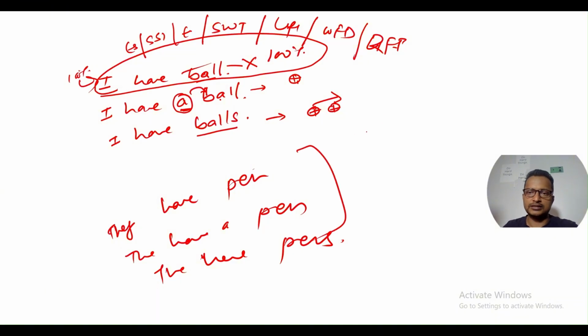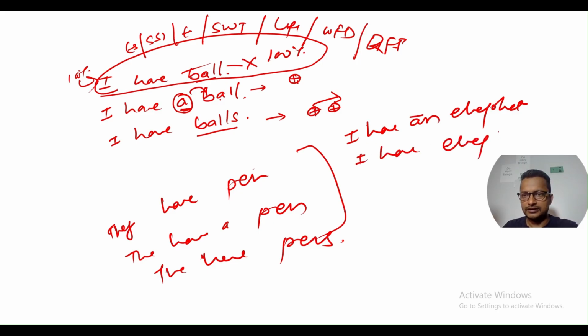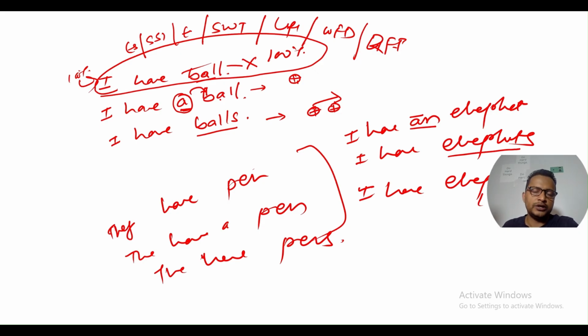Like for example, we can say I have an elephant. You need to write either I have an elephant or I have elephants. But the problem is people will only write I have elephant. That is where the problem starts. You should write either an elephant or elephants. You shouldn't be only writing I have elephant. If you write only I have elephant, then it is 100% wrong. This is where the majority of people are making mistakes. Pay attention to this, guys.